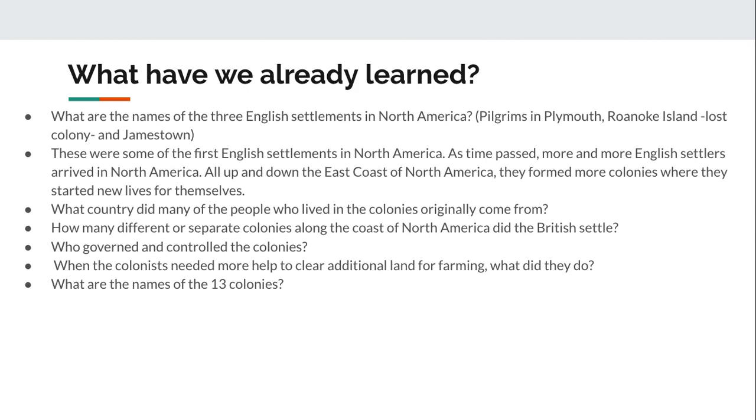How many different or separate colonies along the coast of North America did the British settle? 13. Okay. Who governed and controlled or ruled all of the colonies? It wasn't the people, it was the British King and the British Parliament. When the colonists needed more help to clear additional land for farming, what did they do? Do you guys remember? They brought people from Africa and made them work as enslaved people.